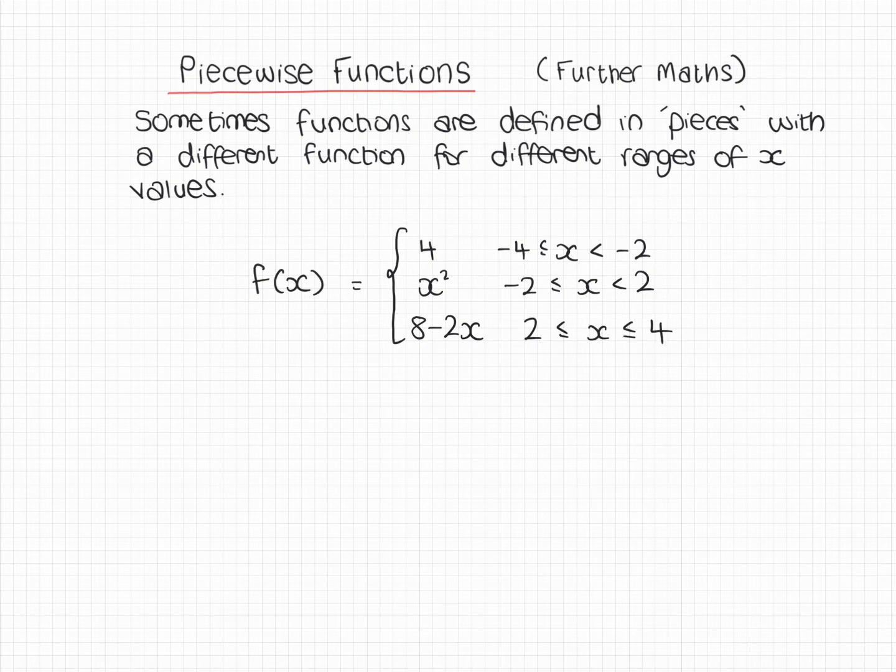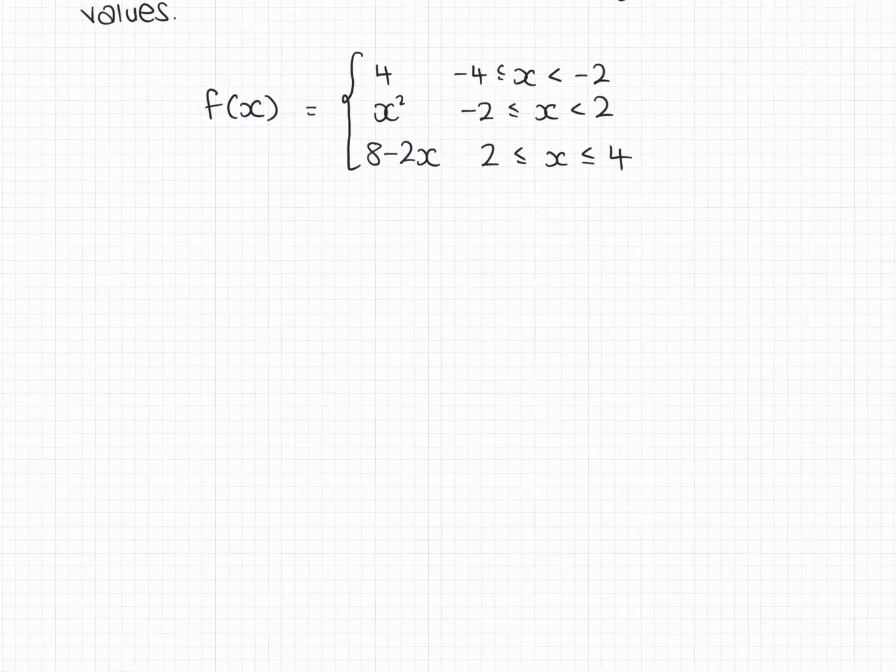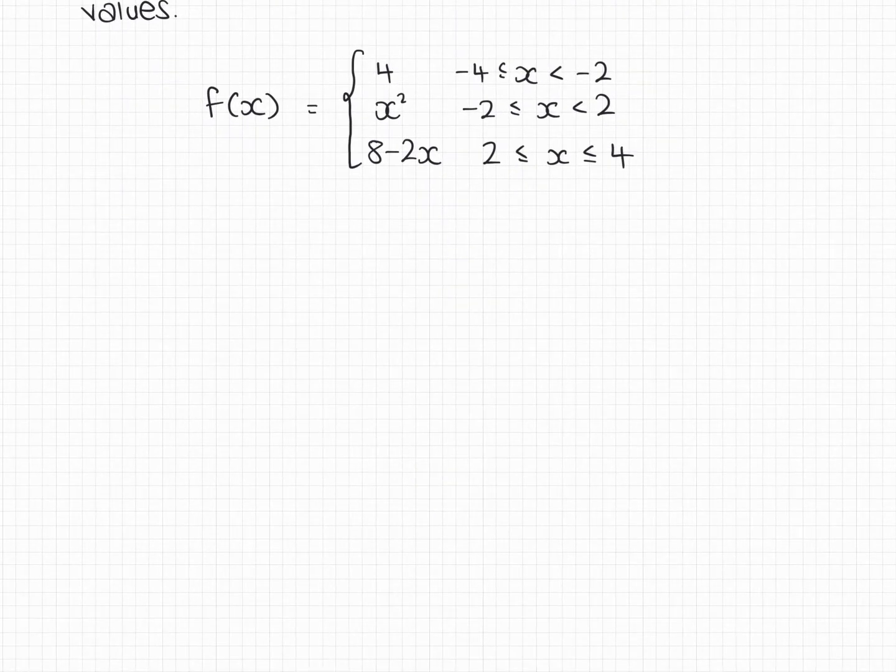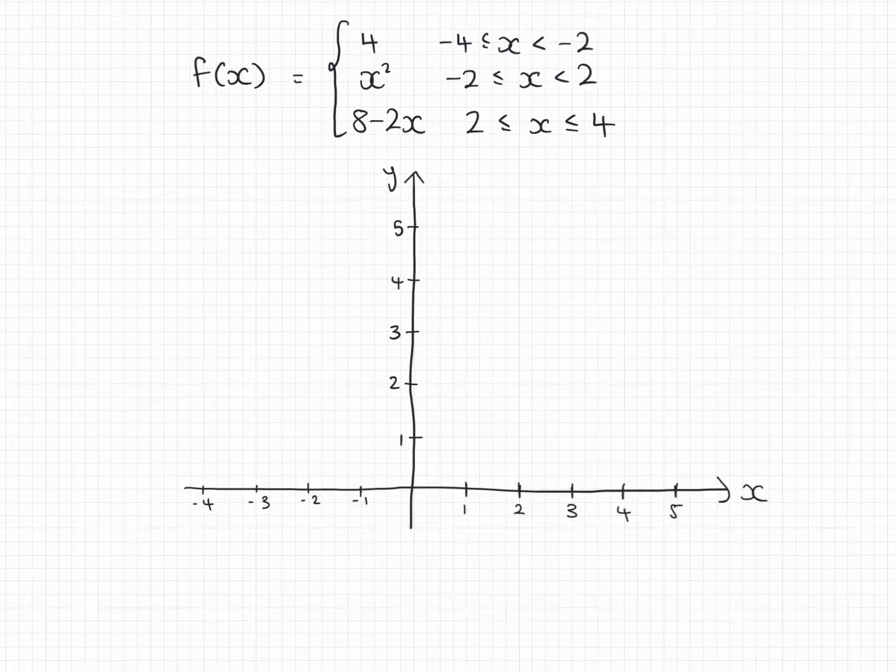So if I wanted to draw this function, or to think about what it looked like, I'm going to have 3 different parts to my picture. I'm going to have to think of each of these separately. If I draw a quick sketch of an axis. Okay, so here's my axis drawn then. And I've gone from -4 to 4 on the x-axis. In fact, I've gone to 5. And I've gone up to 5 on the y-axis.